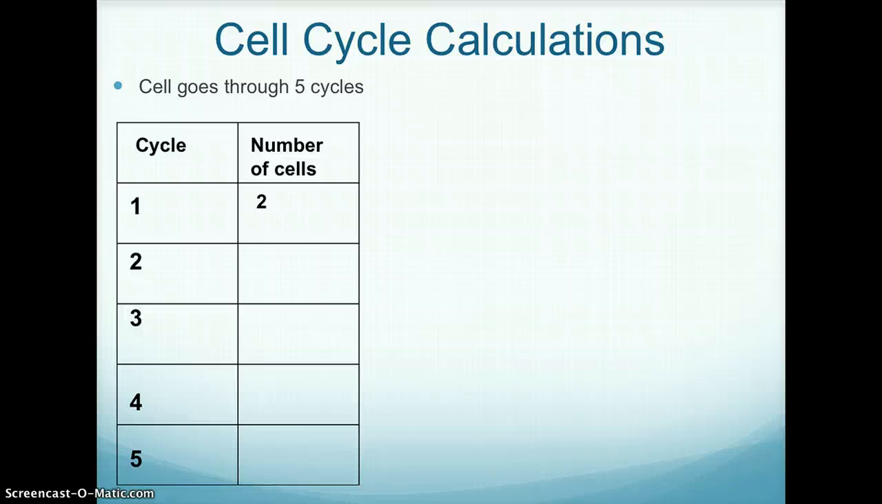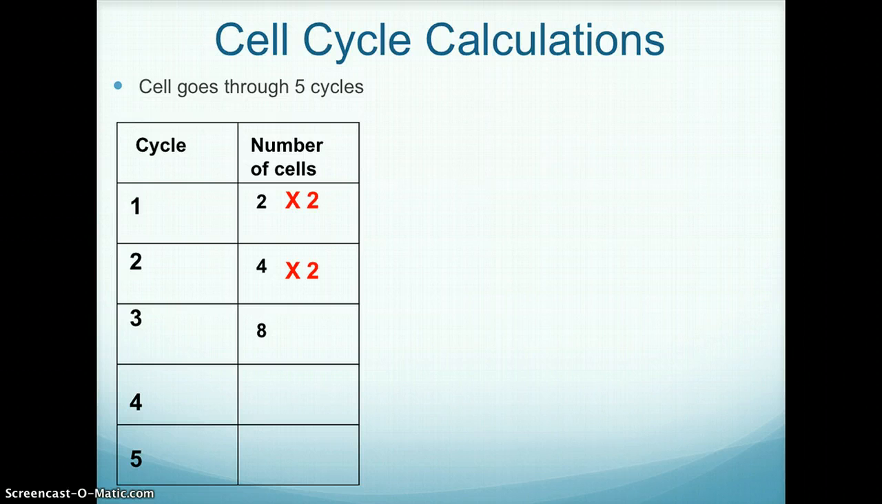Next, times the number of cells by 2, because the number of cells double each time. You get 4. Write it in the chart. Therefore, after 2 cycles, there will be 4 cells. Next, times the number of cells by 2. This is because the number of cells doubles. You get 8. Write it in the chart. This means after 3 cycles, there are 8 cells.